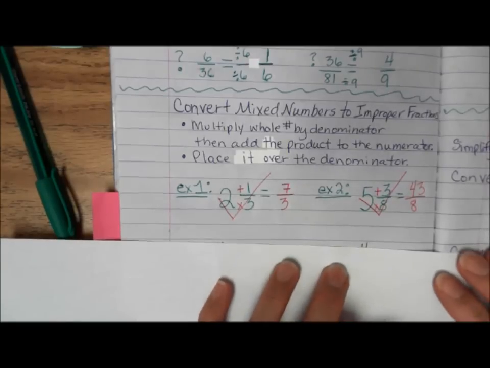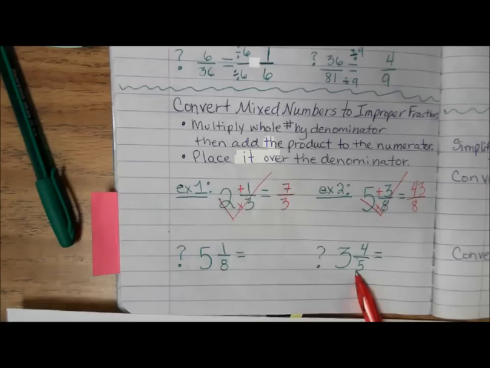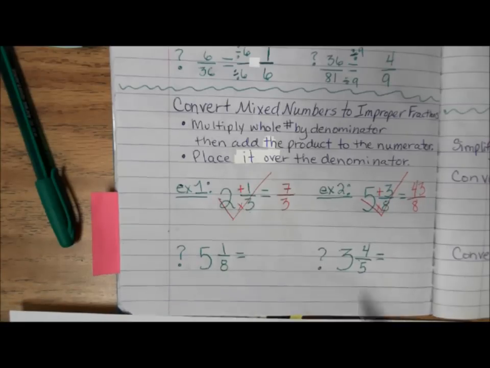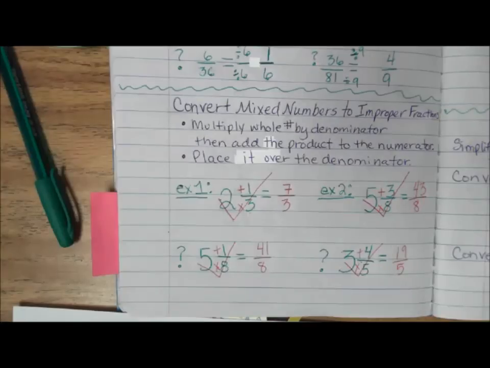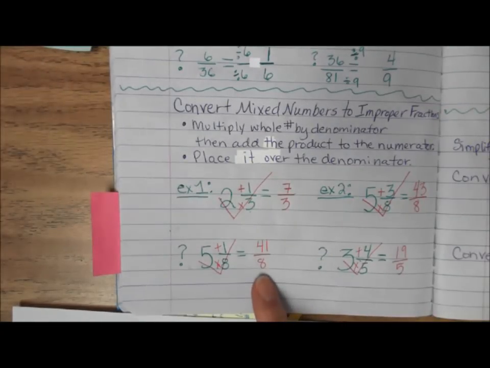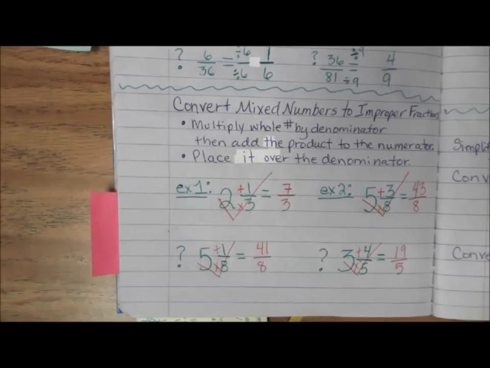So that's easy. All right, so go ahead and copy these two down for you to try yourself and push pause, work those out, and come back on and check to see how you did. All right, so for the first one, you should have gotten 41 over 8. And the second one, you should have 19 over 5. All right, so now we've converted mixed numbers to improper fractions.